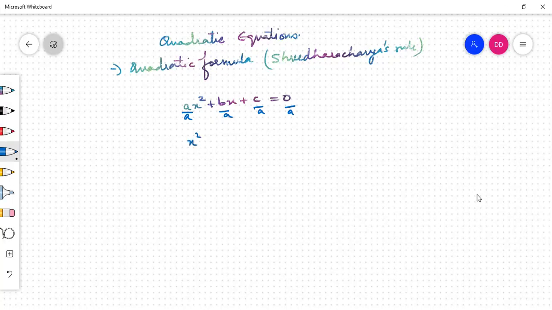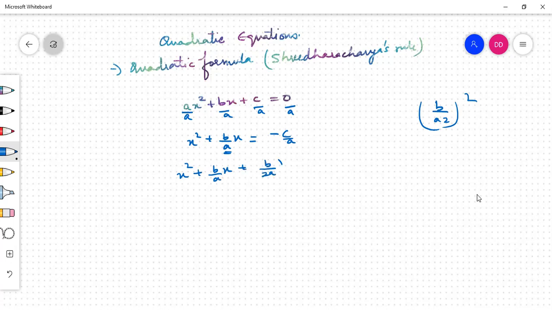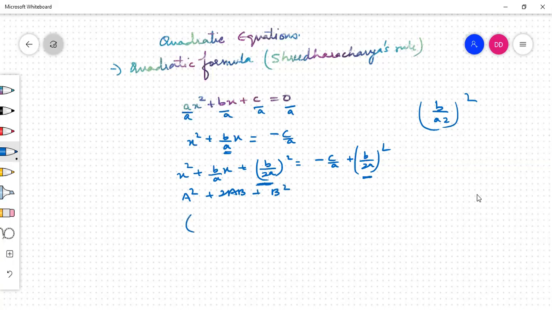So that makes no change to the given equation, and we rewrite the equation as this. To make it a perfect square, we will observe the coefficient of x, that is b by a, make it half, square it up. This value, when we add on both the sides, makes the LHS a perfect square. b over 2a to the whole square, minus c over a plus b over 2a whole square. So we are adding this value on both sides. So this makes the formula of a squared plus 2ab plus b squared. Further, it becomes x plus b over 2a whole square.